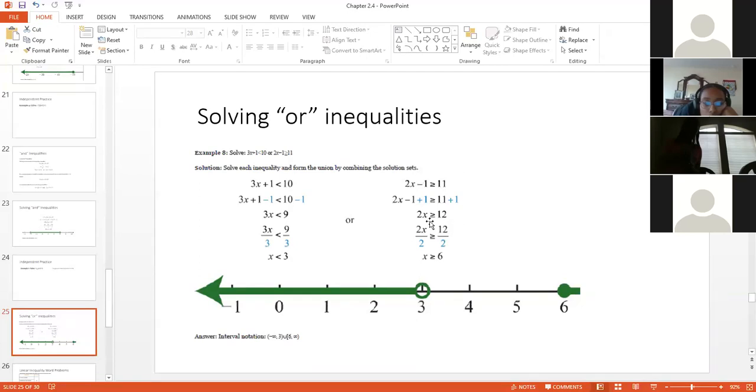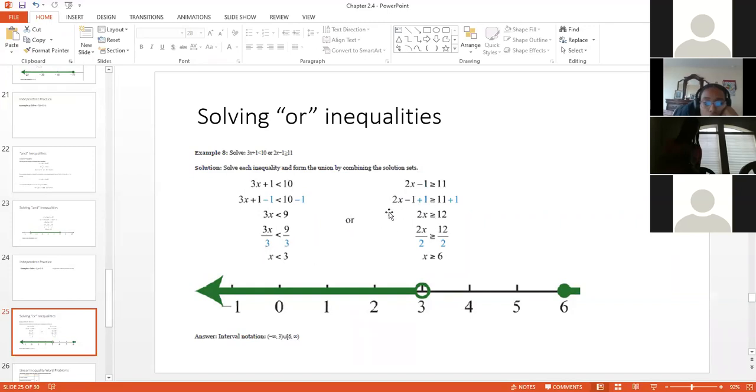Then once you find out what your answer is, you have x is less than 3, or x is greater than or equal to 6. This is your answer, the one that you get at the bottom. You just bring the or all the way down. So isolate the variable term, subtract 1 on both sides, subtraction property of inequality. You end up with 3x is less than 9. So you want to isolate the variable x, divide each side by 3, x is less than 3.